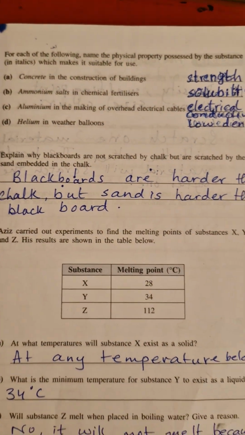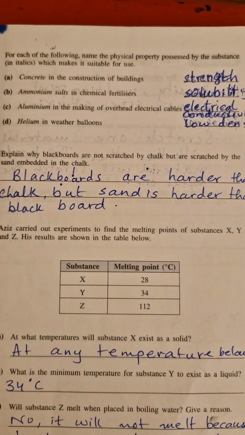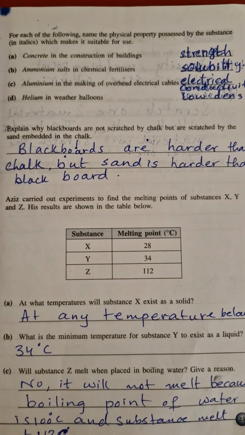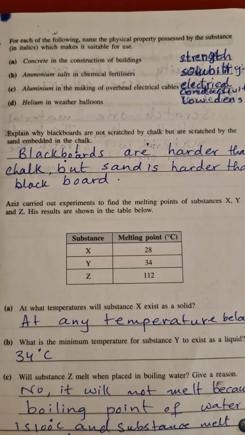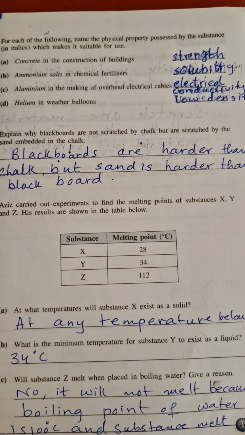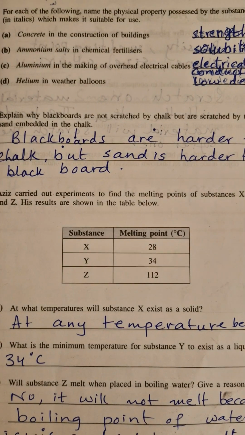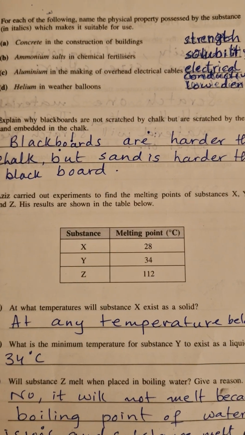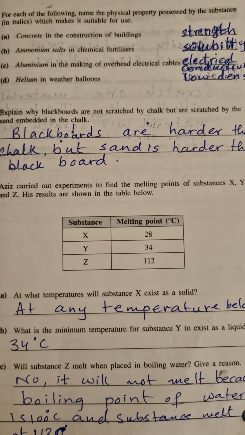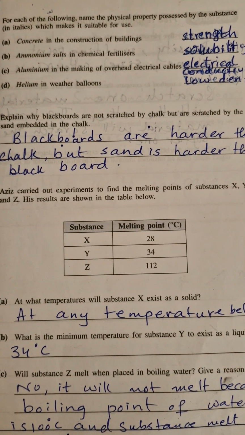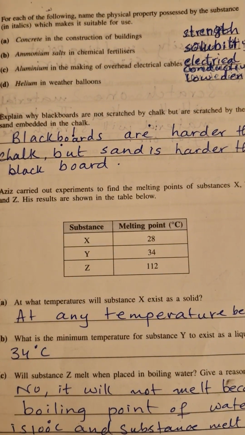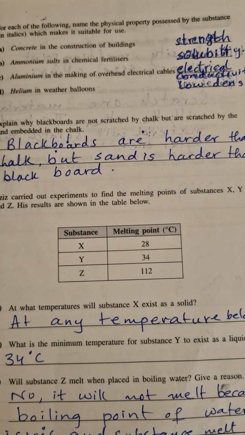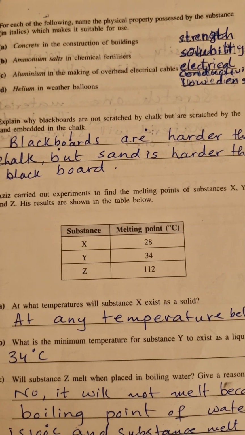Now there is another question for you, also related to the physical properties. Let me read this for you. For each of the following, name the physical property possessed by the substance which makes it suitable for use. Concrete is used in the construction of buildings because of its physical property, which is strength. B: ammonium salts are used in chemical fertilizers because they are usually soluble in water, so they behave as good fertilizers.